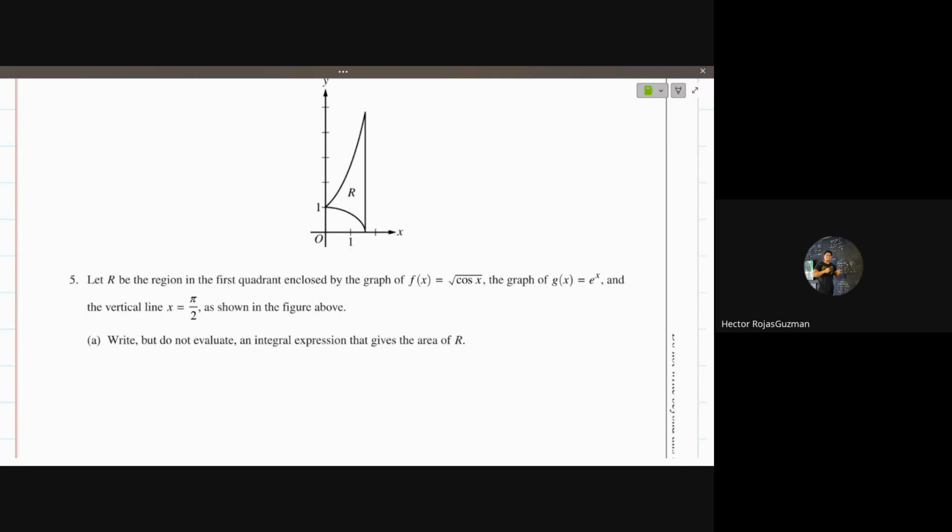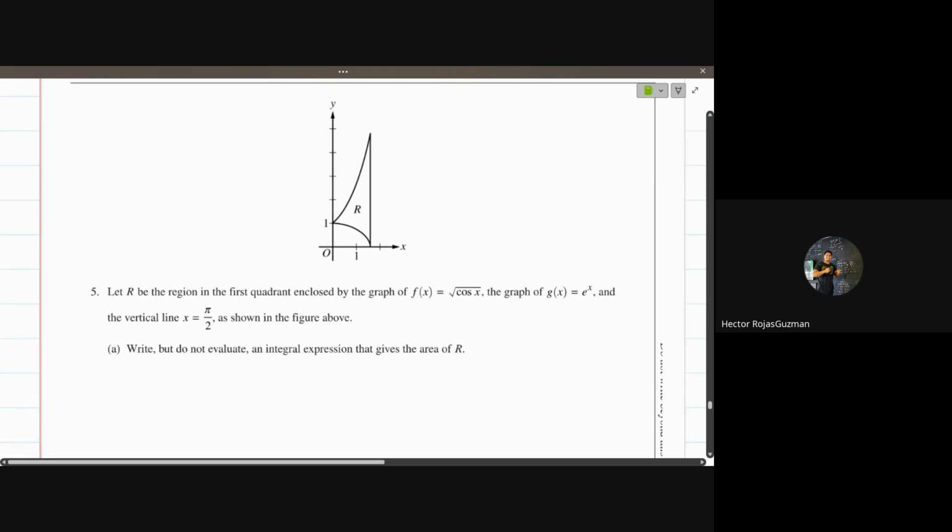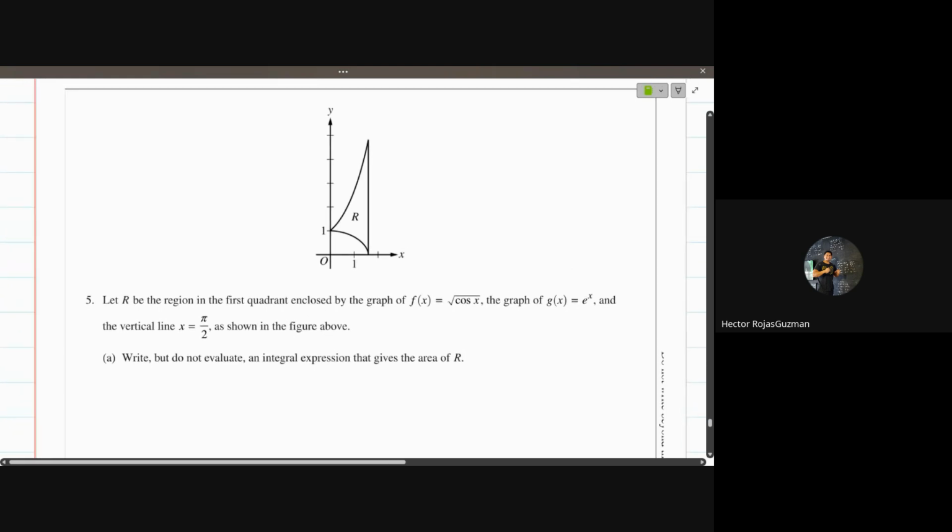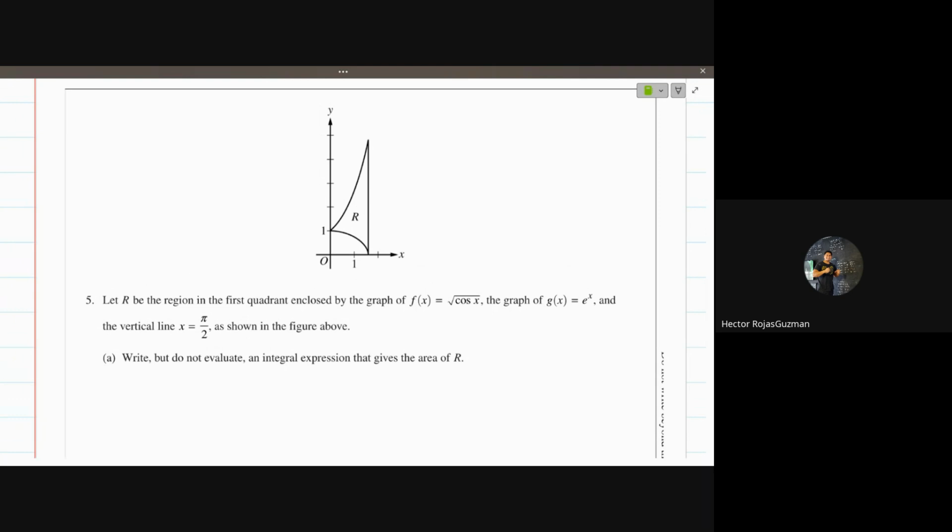Okay, everybody. Welcome back to the final part of the 2017 AP Calculus AB review. So we left off in question number 5. And in question number 5, we have the region R in the first quadrant enclosed by the graphs of f of x and g of x, and the vertical line x equals pi over 2. Right, but do not evaluate an integral expression that gives the area of the region R.